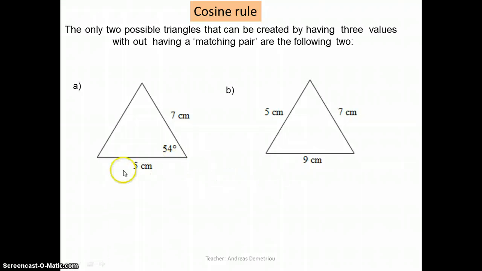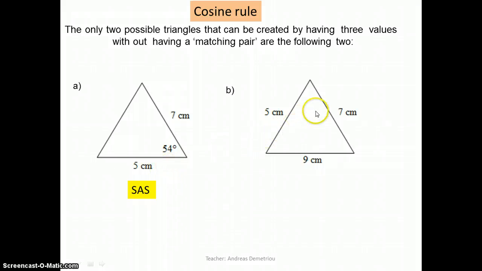In the first one, you have three values, but you don't have a matching pair. You know this side, but you don't know the opposite corresponding angle. You know this angle, but you don't know the opposite corresponding side. And you know this side, and you don't know the opposite corresponding angle. We call this SAS, side angle side, and this is one case that you cannot use the sine rule.